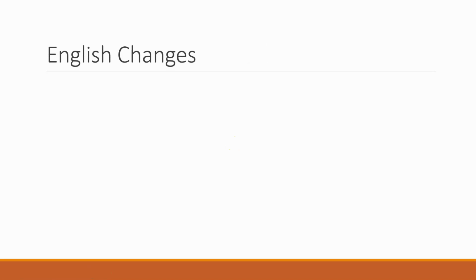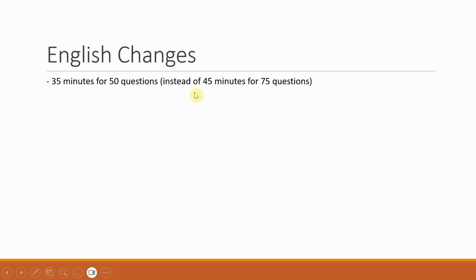It's not too much. It'll all be on one slide here. So let's start with the timing. We used to have 45 minutes for 75 questions. What we will have is 35 minutes, so 10 fewer minutes, to do 50 questions, so 25 fewer questions. So more time per question, and overall it is shorter.